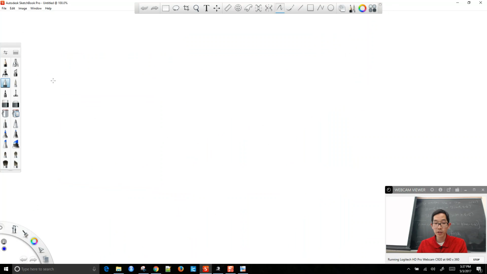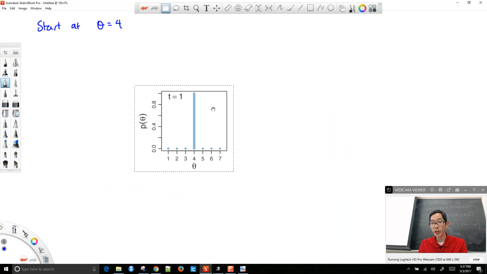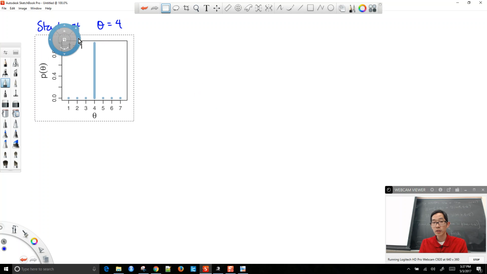So we will start at theta equals 4. Okay, and so at time 1, we have a probability of 100% or 1 of being at location 4. Okay, and then let's think about the probability of ending up at 5, at 3, and at 4 at time 2.